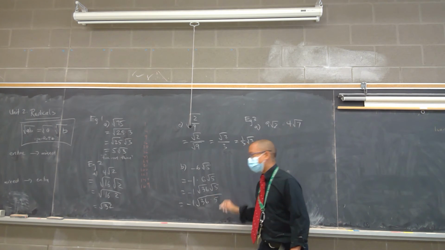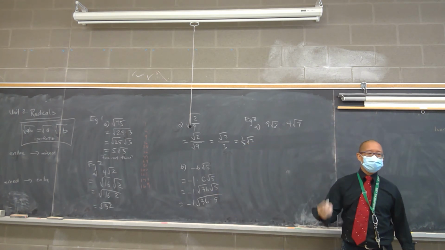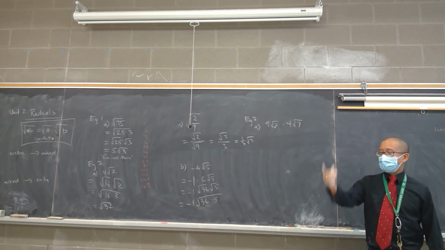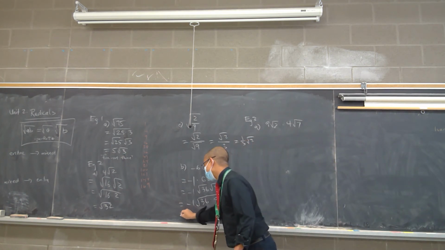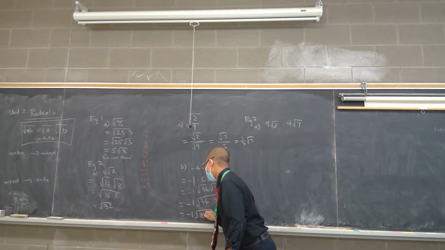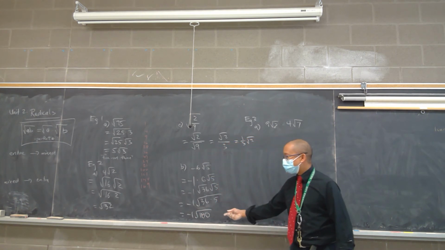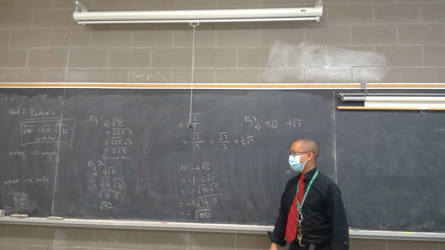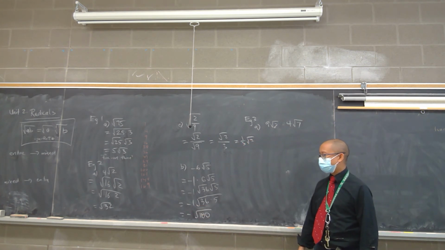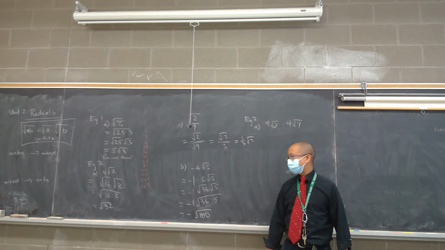And you might need to use a calculator. Anyone have their calculator handy? 36 times 5. I actually don't know what it is. Anyone have a calculator? Mackenzie? 180. Is it 180? Nice. I didn't know. So negative 1 root 180. Notice we don't tend to put the 1. So negative root 180. That's the entire radical of this question.